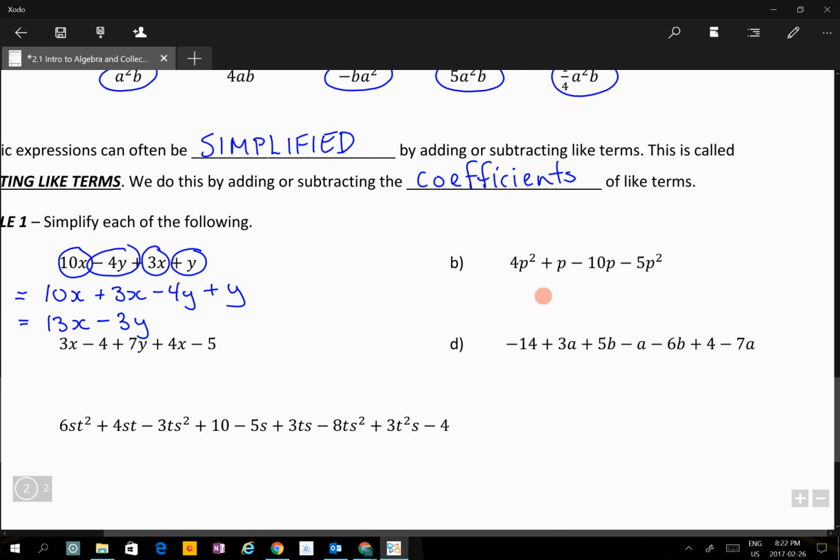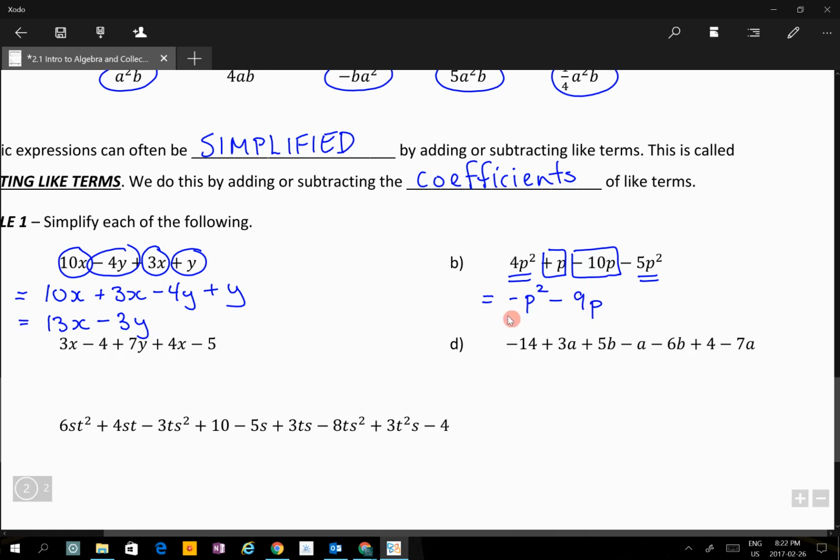Part B, same idea. So what are my like terms here? I have the 4p squared and I have the minus 5p squared. So if I combine these two, I just subtract these like terms. So 4 minus 5 gives me negative 1. So this equals negative 1p squared. I normally don't write the 1 if it's just a 1, so negative p squared is fine. And then I have these other like terms here, the plus p and the minus 10p. So again, invisible coefficient of 1 in front of the p. So 1 minus 10 is negative 9, or I can say here minus 9p.